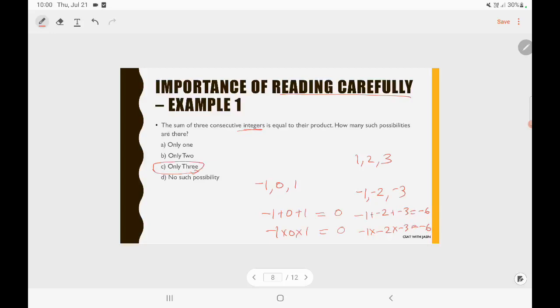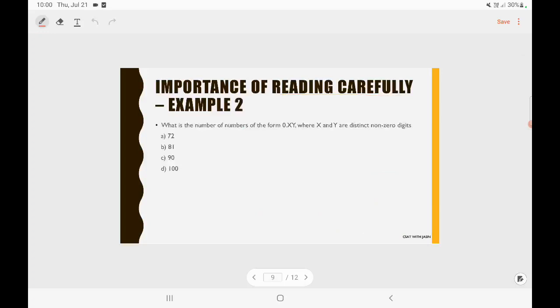So if the question was the sum of 3 consecutive whole numbers or 3 consecutive natural numbers is equal to their product, then the answer would have been 1. Okay, but since the question has asked about integers, the answer has become 3. So that's why reading carefully is important. Now I will show you another example of why reading carefully is important.